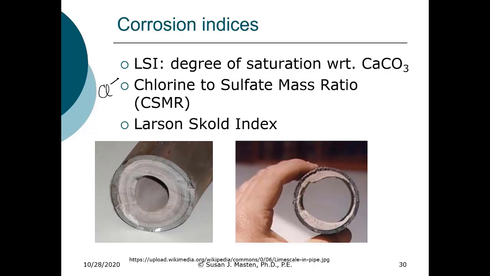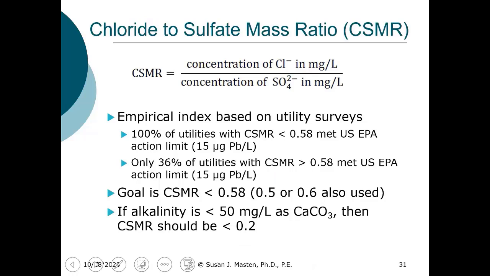Chloride can promote corrosion because it promotes the transfer of electrons, and then we have the Larsen-Skold index. So the CSMR is simply the chloride to sulfate mass ratio. It is the concentration of chloride in milligrams per liter divided by the concentration of sulfate in milligrams per liter.